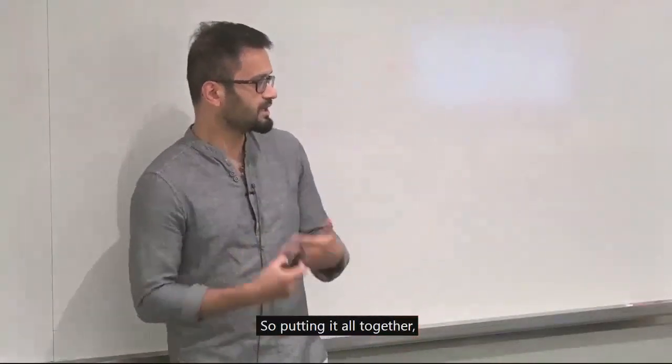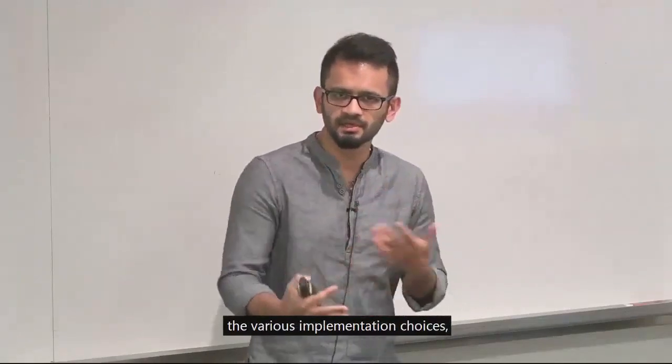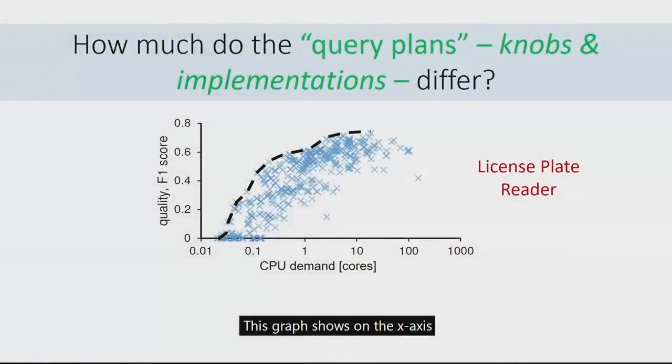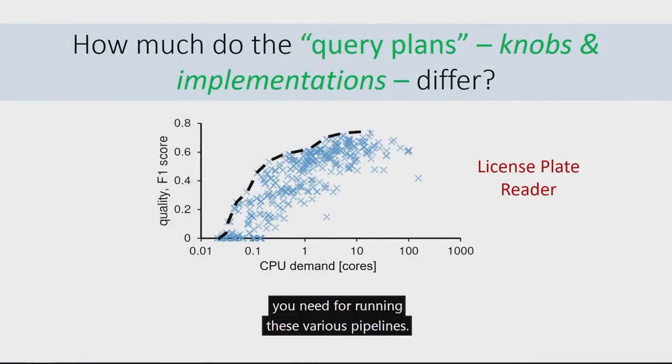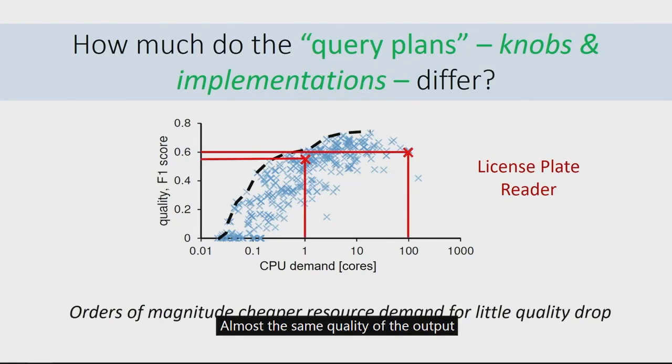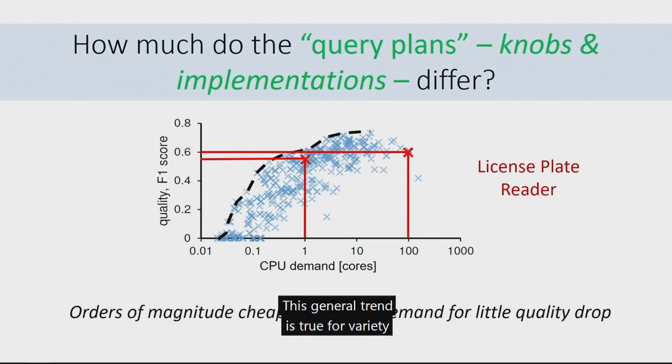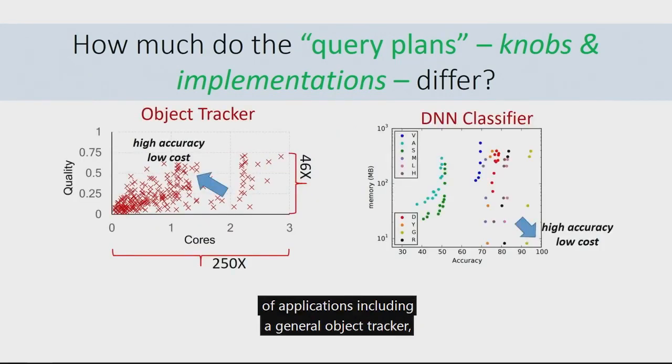And so putting it all together, these various knobs that we have, the various implementation choices and the DNNs that you have, how much do they make an impact? Let's look at this graph here. This graph shows on the x-axis the resource demand that you need for running these various pipelines. Note that this is a logarithmic scale graph. And of course, on the y-axis is the quality or the F1 score. And what we see here is, look at these two points. Almost the same quality of the output, but two orders of magnitude difference in the amount of resources that they need. And this general trend is true for a variety of applications, including a general object tracker, a DNN classifier that you might want to use.